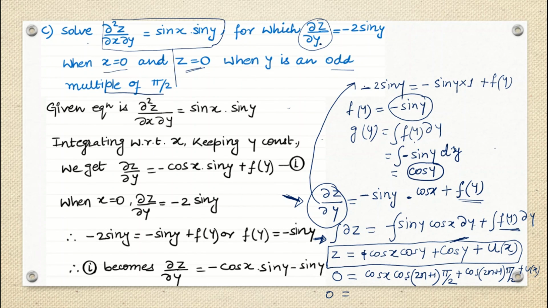Now tell me what is cos pi by 2, cos 3 pi by 2, cos 5 pi by 2. Cos pi by 2 is 0. For all odd multiples of pi by 2, if I find the cos of that angle, it is nothing but 0. So that means this complete term becomes 0. Similarly here, this is again cos of an odd multiple of pi by 2, so this is 0, and then plus u(x). So you got that your u(x) is also 0, correct? So finally, z is cos x cos y plus cos y.